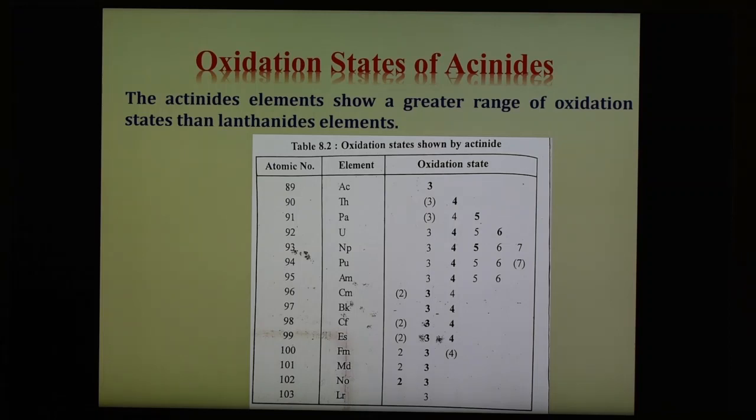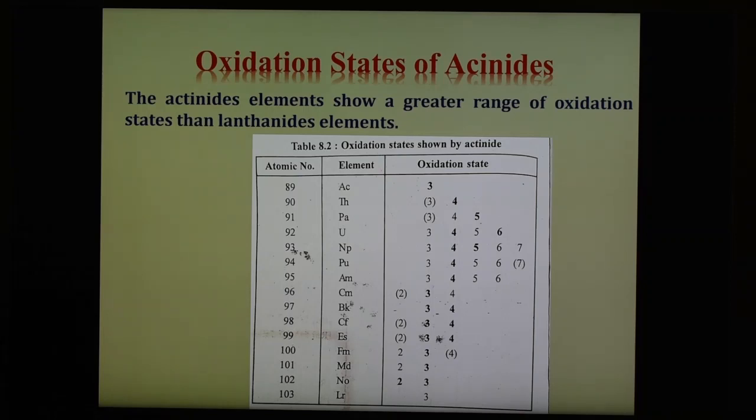Neptunium in +7 oxidation state is highly oxidizing, and the most stable state is +5. Now, some elements also show +4 oxidation state, from thorium to californium. However, protactinium and neptunium show +4 oxidation state.